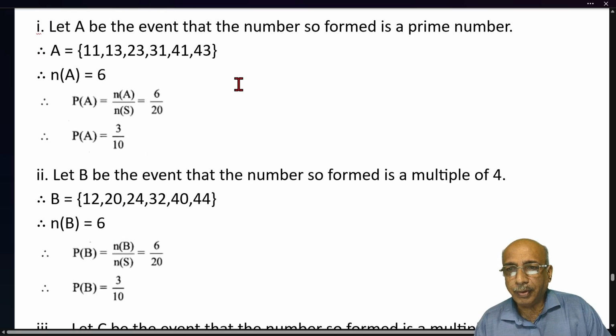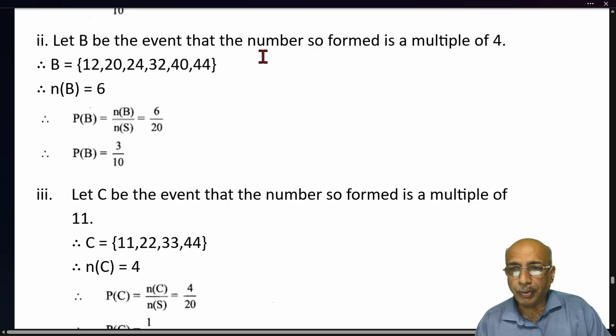Let A be the event that the number so formed is a prime number. So set of prime numbers A equals 11, 13, 23, 31, 41, 43. So total numbers n(A) equals 6. So probability of A will be 6 by 20. Simplify it, you will get 3 by 10.